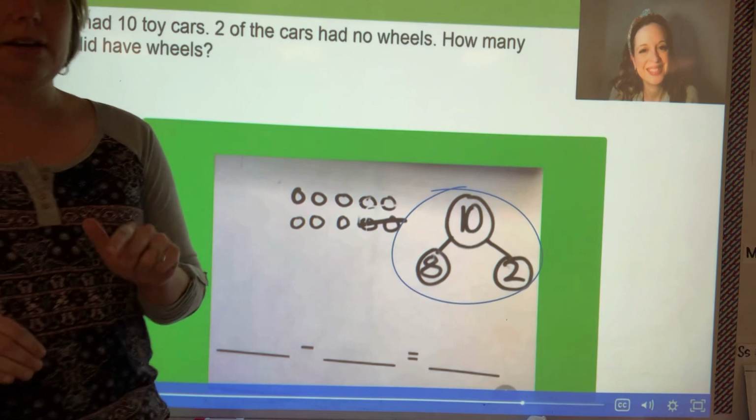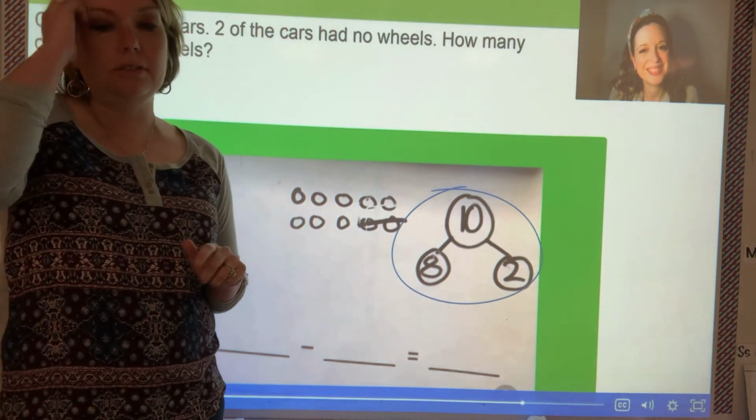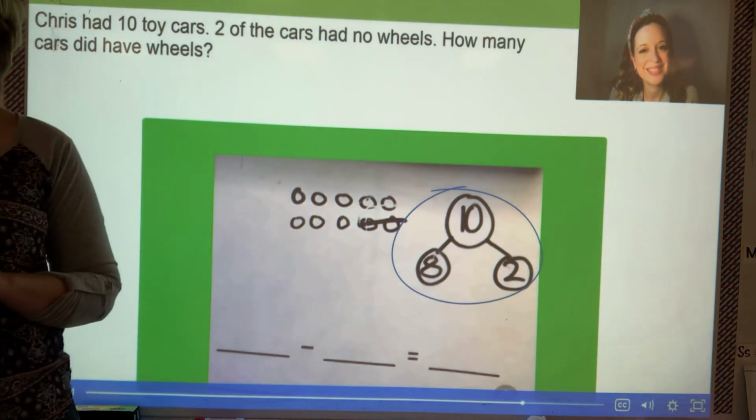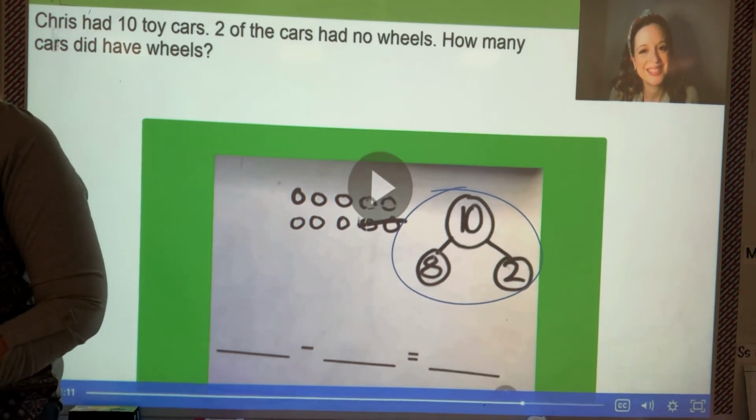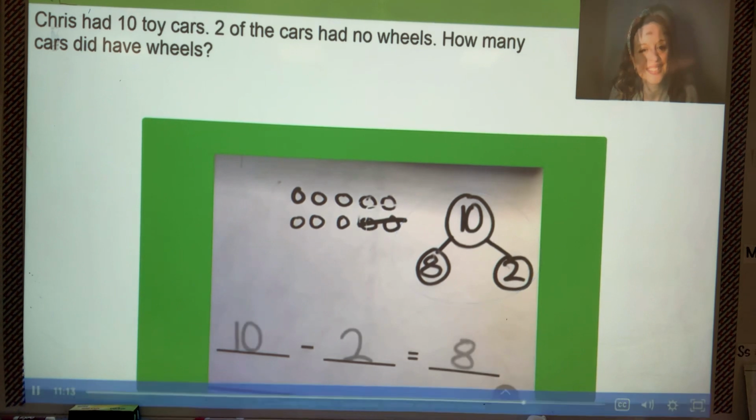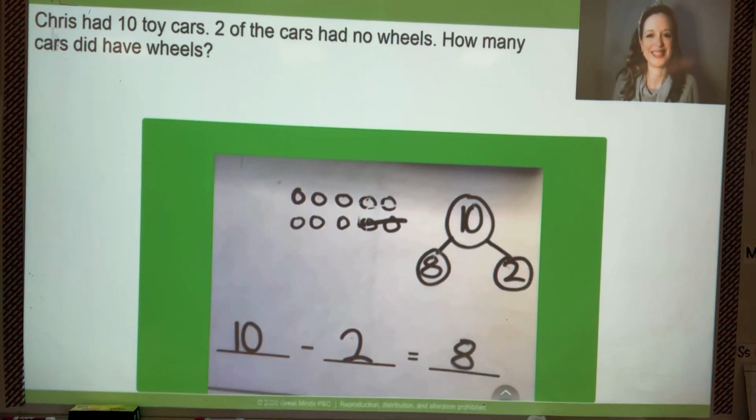Excellent. Very good, Adeline. Now make a number sentence, sweet girl. Make the number sentence. Let's see what Miss Emily did. Does your subtraction sentence look like mine? Pause the video if you need to fix it.